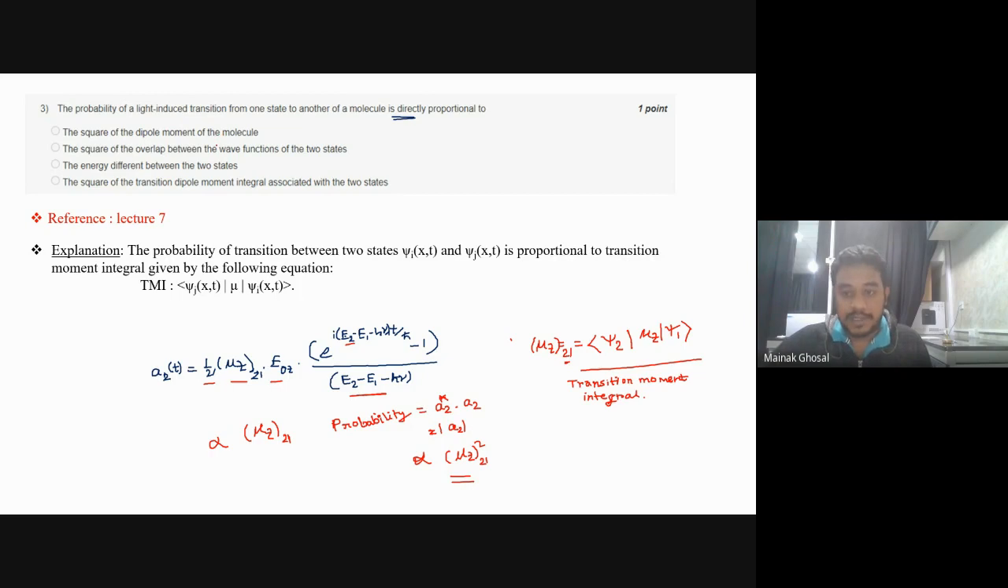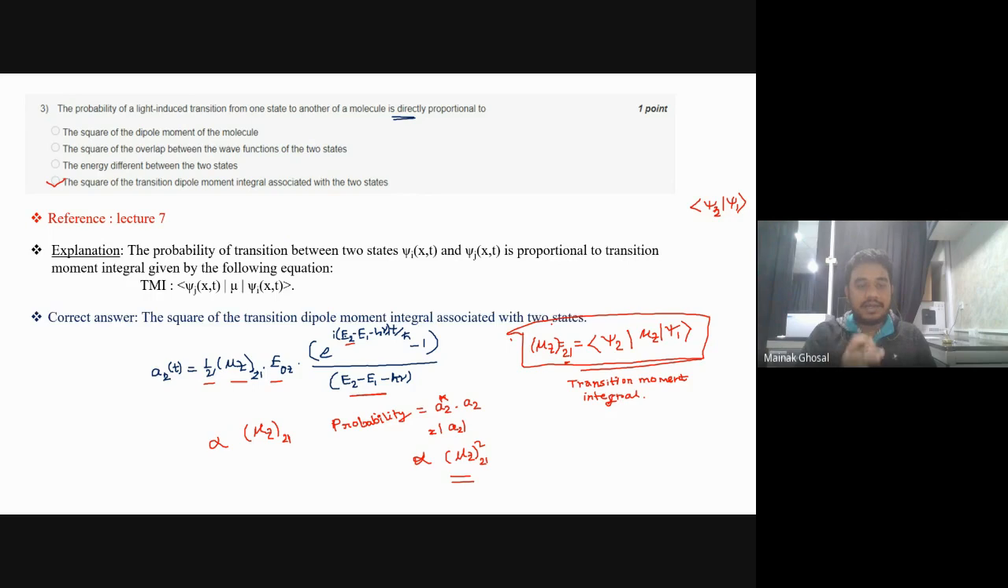No, it will not be the square of the dipole moment. It will be the square of the transition dipole moment integral associated with the two states. It will not be the square of the overlap between the wave functions. If it is saying the square of the overlap between the wave functions, that means it is saying psi 2 psi 1. It is not like that. There is a mu term there, so it is proportional to this term, mu z 2 1. So your correct answer will be the square of the transition dipole moment integral associated with the two states. Fine.